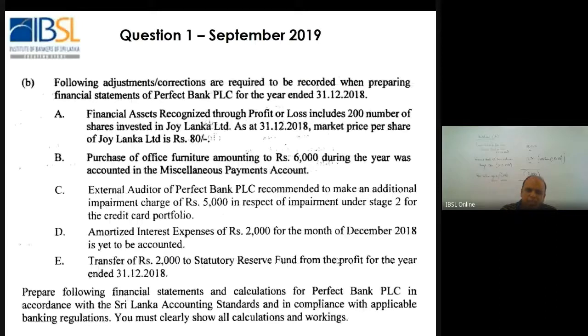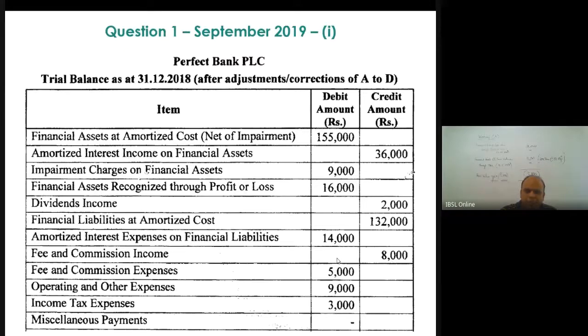Then that's adjustment C. External auditor of Perfect Bank PLC recommended to make an additional impairment charge of 5,000 in respect of impairment under stage 2 for the credit card portfolio. So you know what stage 2 is. So for that, you need to make a provision of 5,000 impairment charge. So when you make an impairment charge, what is the double entry? You have to debit the P&L for impairment expense and credit the impairment allowance or accumulated impairment.